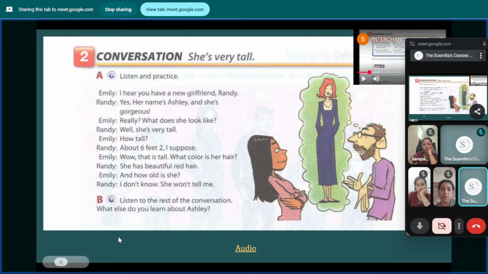Okay, so what else do we learn about Ashley? She's older than him. Yeah, very good. She's older than Randy. Yeah, very good.